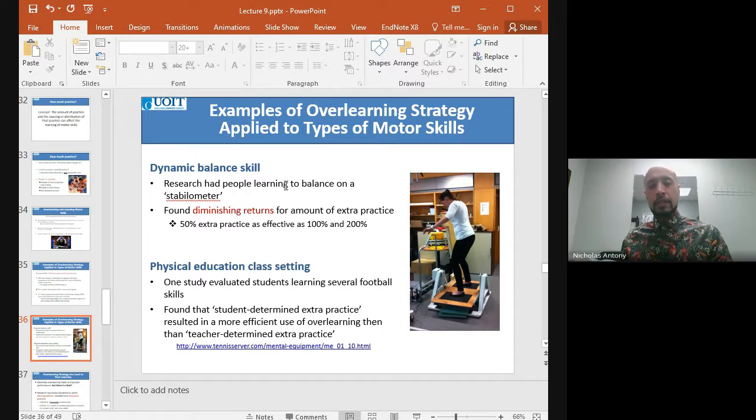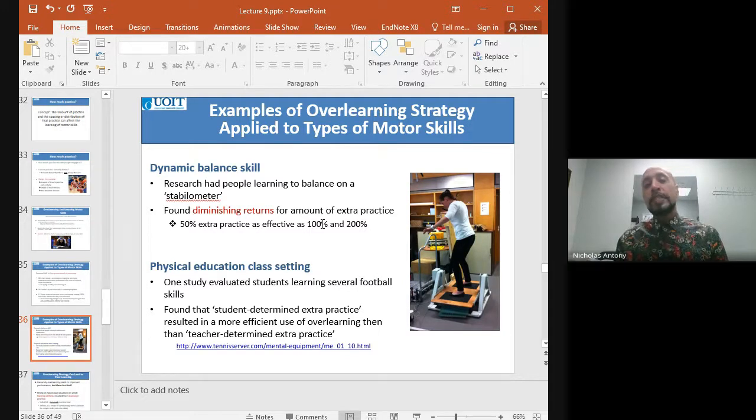This study looked at a dynamic stabilimeter, where they have to balance with their 2 feet on it. That was the skill they wanted to practice in the study. What they found was that 50% overlearning was just as effective as 100% and 200% in terms of learning, but that past 100%, on the test, they performed worse. There was a point where you studied or practiced too much, and it led to poorer performance. So it contradicts the soldier study.